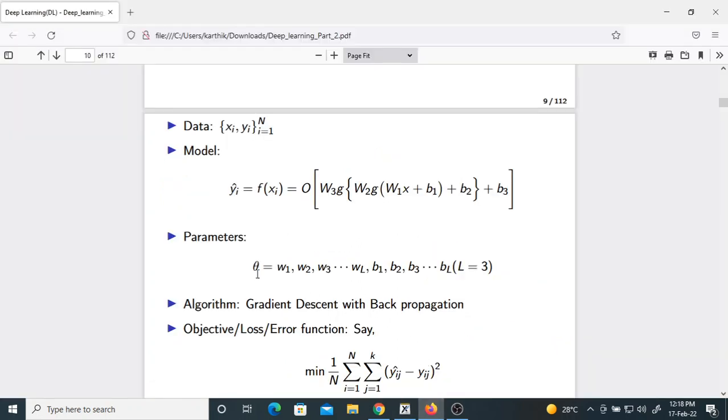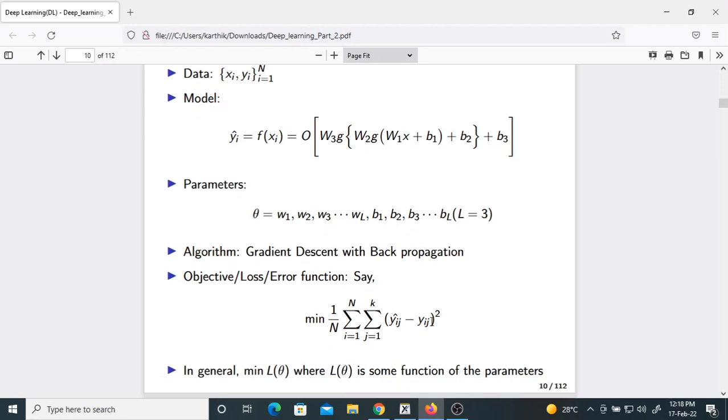Now, what are the parameters? W1, W2, WL, B1, B2, B3, all biases and all weights. L equal to 3 means W1, W2, W3, B1, B2, B3. What algorithm? Again here we go with gradient descent with back propagation. We will discuss what back propagation is. Now this error becomes summation i equal to 1 to n, summation j equal to 1 to k, y cap ij minus yij whole square. This is the loss function or error function or objective function.